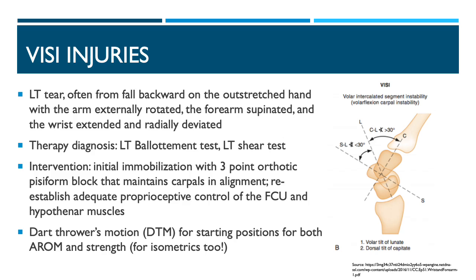We would confirm this in therapy using the LT ballottement test or the LT shear test. If this is positive, what we would do is start with initial immobilization with a 3-point orthotic. So what that means is there's 3 points of pressure that blocks the pisiform that helps kind of maintain the carpals in realignment. So that's kind of a fancy splint, but it just makes sure that instead of everything tilting volarly, you're able to redirect all the forces so that they're in alignment again. You know, it's not great.